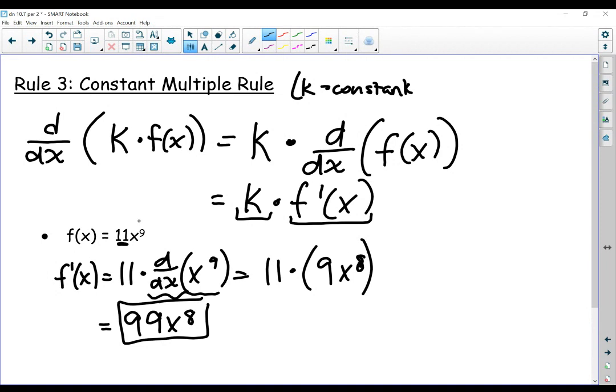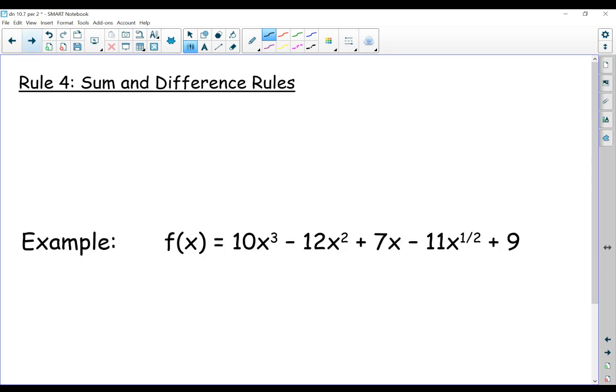Now a lot of you are like, can I just take that 9 and multiply it by 11 or whatever's in front? Yes, absolutely. You could have just written 99x to the 8th and been done with the problem. I didn't need to see those two steps in between, but I need you to understand what those steps are, so that when we're given a case where we have to apply this rule theoretically, we understand what this rule is telling us to do.